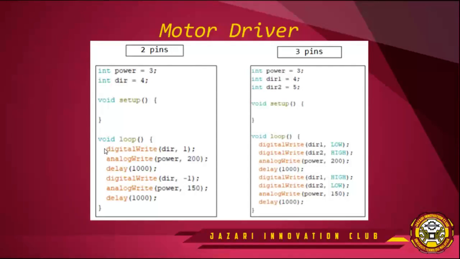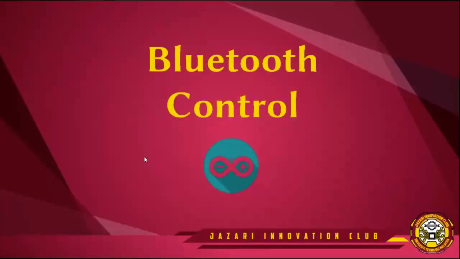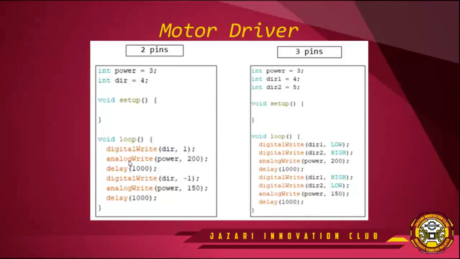We're looking at this 3 lines at a time: digital write, analog write, delay. So this three is one set, and this three is one set. The first thing we write is the direction. The direction variable, the value is 1. For 2 pins, usually the direction is +1 or -1, and it will change the direction. The direction we're talking about is clockwise or anti-clockwise.